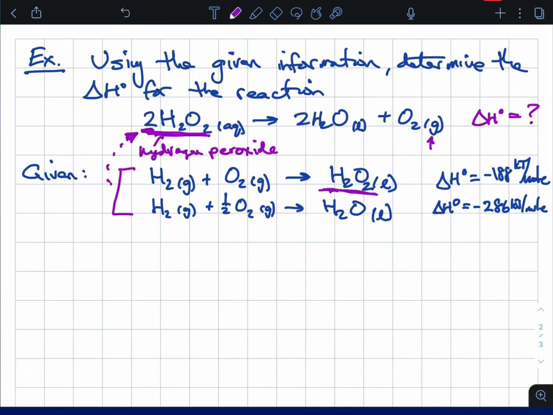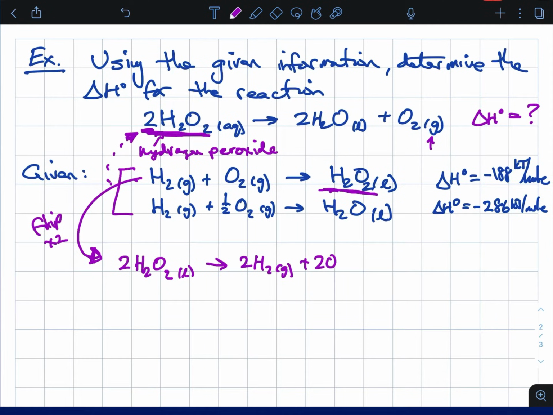So we're going to take this first reaction here, flip it, and multiply it by 2. What does that do to that reaction equation? That makes it 2 H2O2 yields 2 H2 gas plus 2 O2. And whatever you've done to the reaction, you have to do to the delta H. You flipped the reaction, so you have to flip the sign of the delta H, and we've doubled the reaction, so we're going to multiply the delta H by 2.